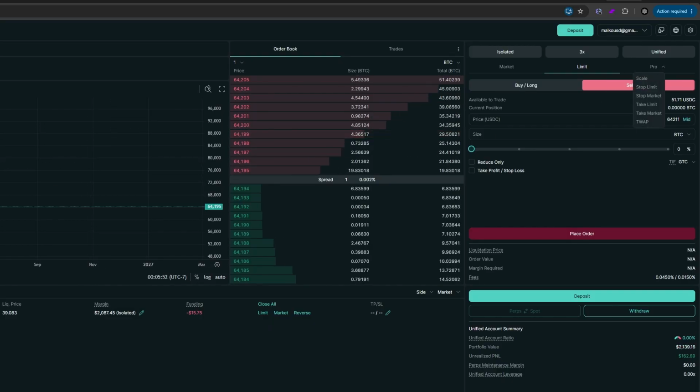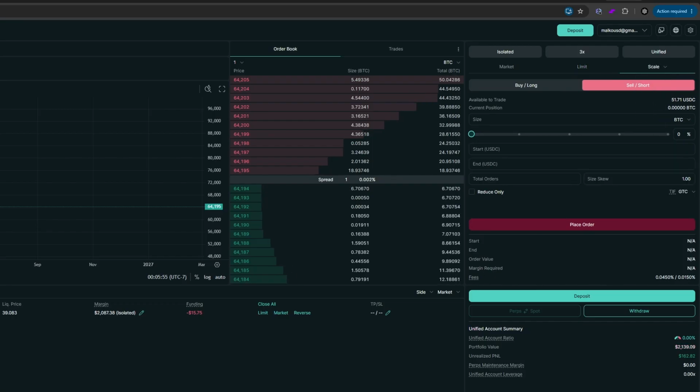And then pro, there is, first of all, scale, which is total orders, total skew. So you can buy multiple orders over time and split it into different payments. So split it into a lot of smaller orders, like buy a little bit at 60K, buy a little bit more at 59K, and you can choose how much you want to split it up.